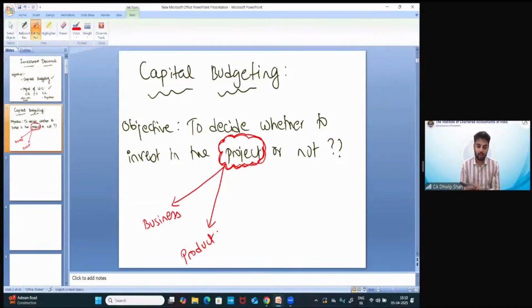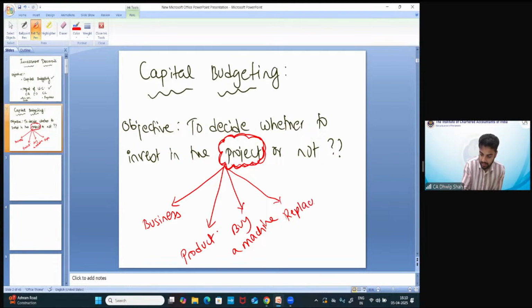Are you following? Not just business and product, but whether to buy a new machine, that is also a project. So whether the company should buy a new machine or not, that is also a capital budgeting decision. One more step ahead. Not just buying a machine, but even a decision regarding replacing a machine. Whether the company should replace the old machine with a new machine or not, that decision is also a capital budgeting decision. Are you getting this? Is everyone following?